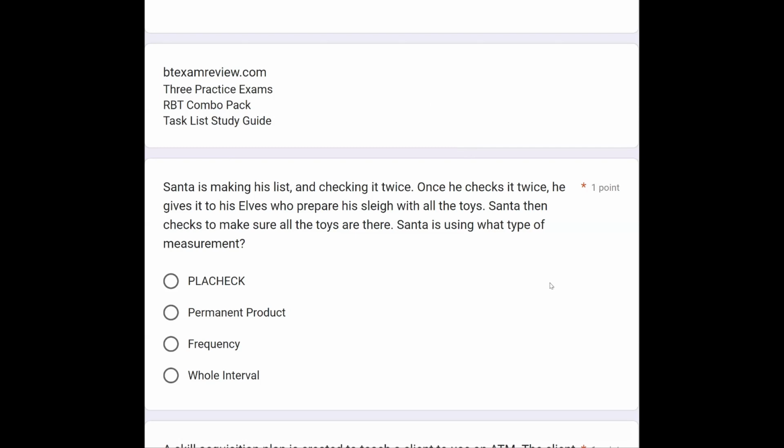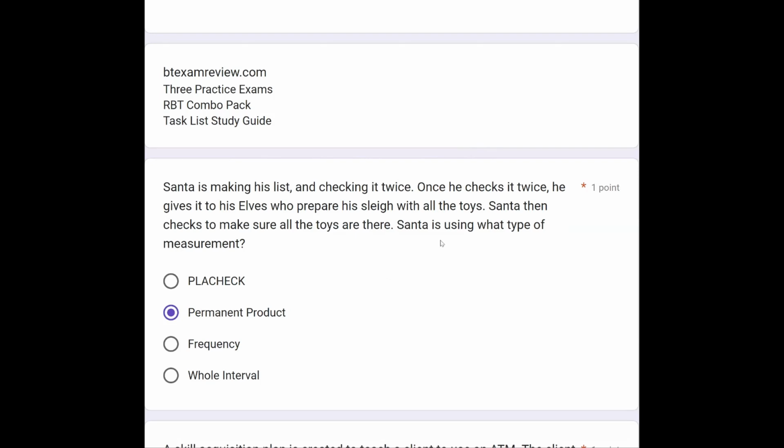Frequency, did Santa count the toys? It doesn't say that, right? It doesn't say Santa was counting the toys. He's just checking to make sure they're all there. And then whole interval. Remember, it's not a discontinuous measurement, not momentary time sampling, it's not interval recording. Santa is using a permanent product check based on his list to make sure they've completed everything he asked them to prepare.